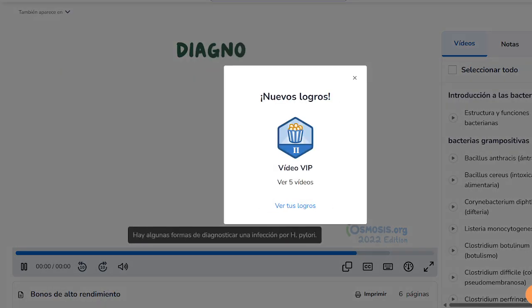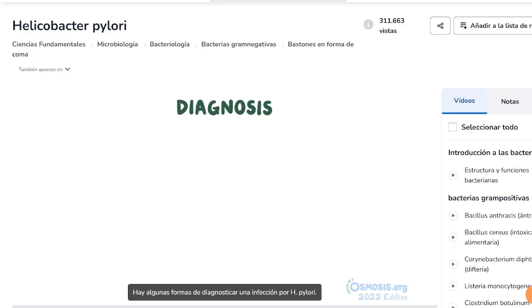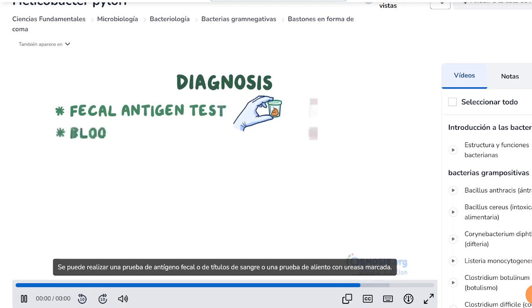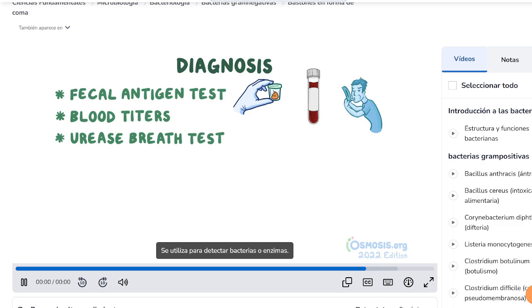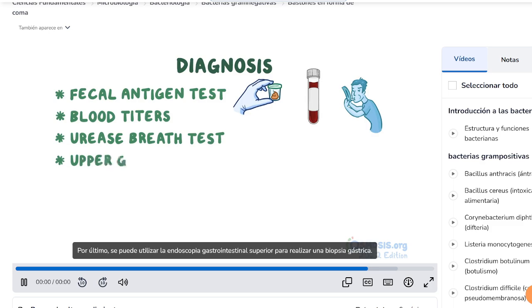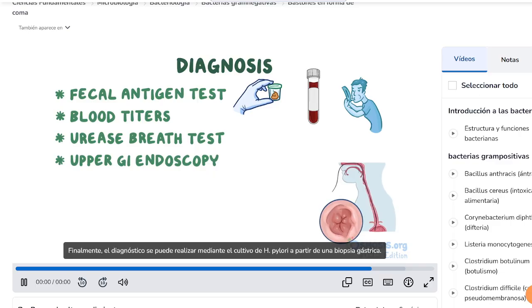There are a few ways to diagnose H. pylori infection. A fecal antigen test, blood titers, or a urease breath test with labeled urea can be used to detect the bacteria or enzymes. Lastly, upper gastrointestinal endoscopy can be used to get a gastric biopsy. Finally, a diagnosis can be made by culturing H. pylori from a gastric biopsy.